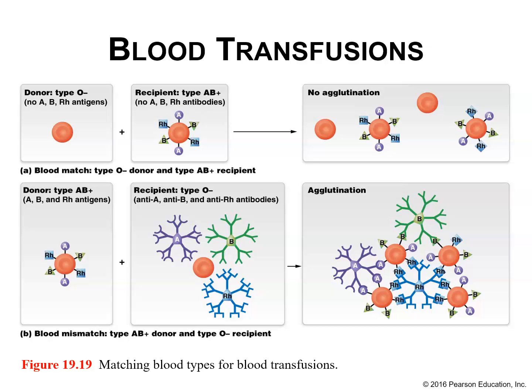Now, this second illustration shows a blood mismatch. Here, in this case, the donor is type AB positive. He has A, B, and the Rh antigen. And then it's given to a recipient that's O negative. He's type O negative blood, so he's going to have anti-A, anti-B, and anti-Rh antibodies.